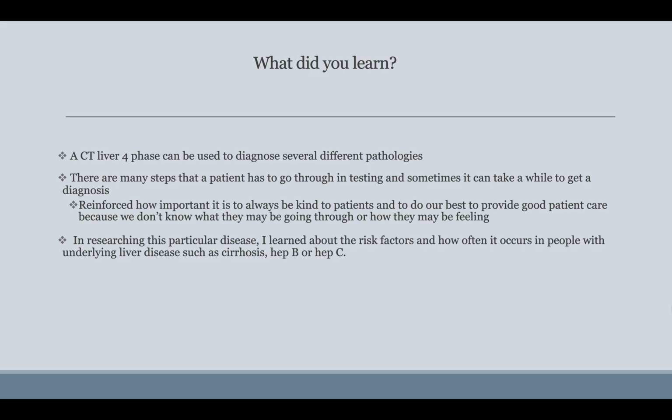Overall, I learned plenty of information from doing this project, such as what steps or testing the physician usually follows to diagnose these kinds of diseases, and also what scanning parameters, protocols, and reformats we typically do for this particular study. I am now more knowledgeable about what the study can detect and what is involved in the different phases.